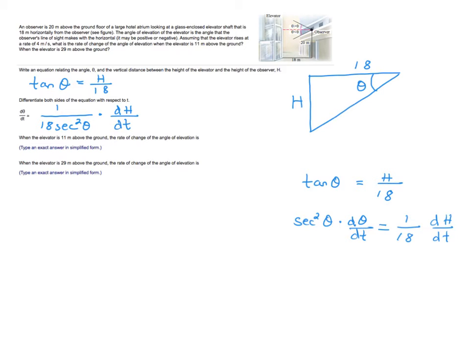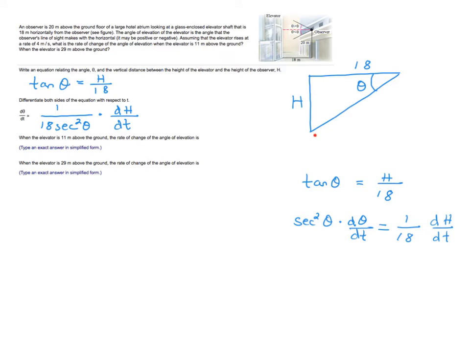But we're also going to need to know what secant squared of theta is. I think this is going to take a little bit of work. Here's what I mean. Secant of this angle is the hypotenuse over the adjacent. So if I want to figure out secant of theta, I first need to know the length of this side, and then I'll divide it by 18. To get secant squared, I'll take that expression and square it.